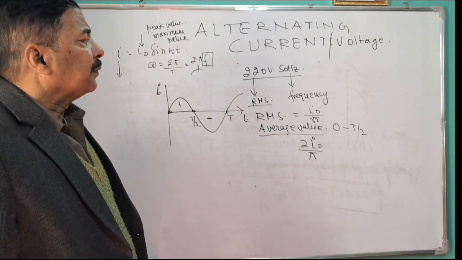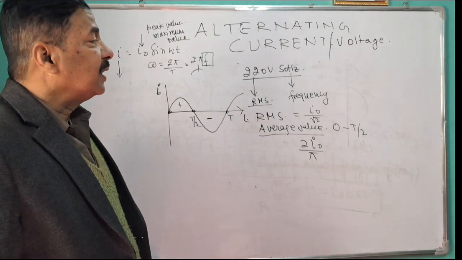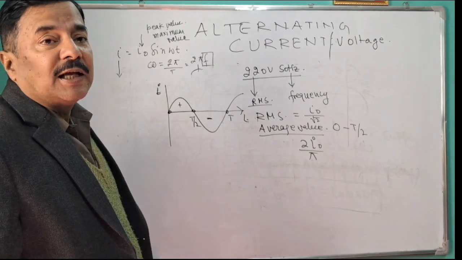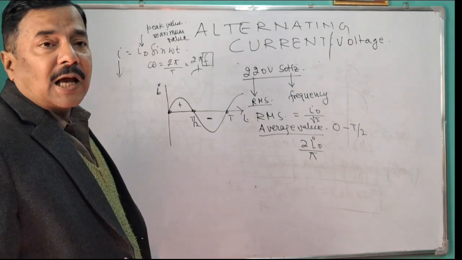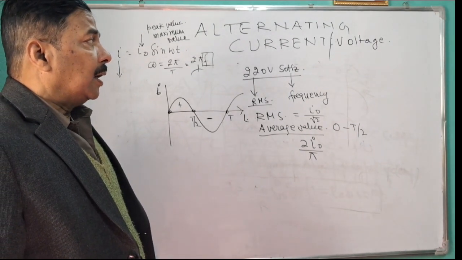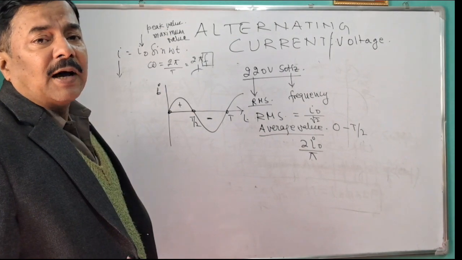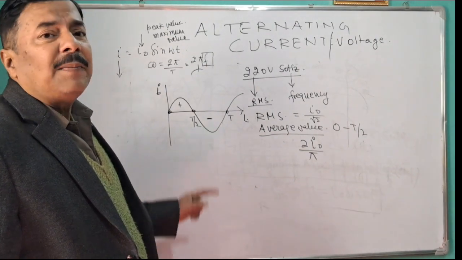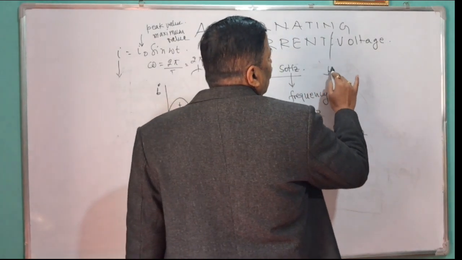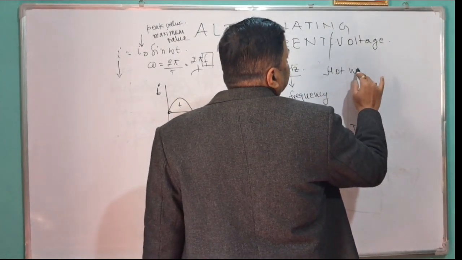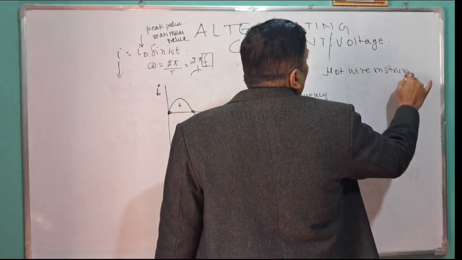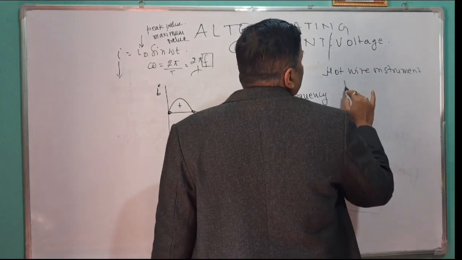But any device that measures AC is different. For DC measuring devices, you already know the galvanometer, the DC ammeter, the DC voltmeter, but an AC measuring device is not the same as a DC measuring device. The AC measuring device is called a hot wire instrument, and it is based on the heating effect of current.